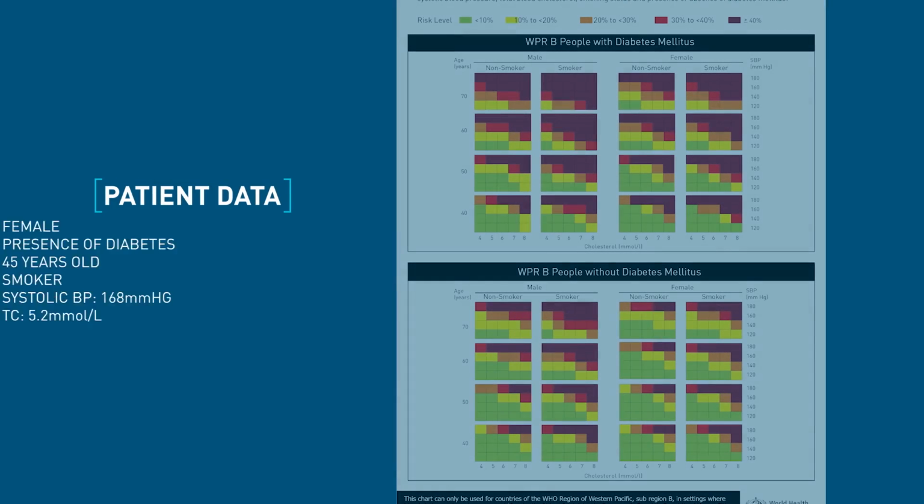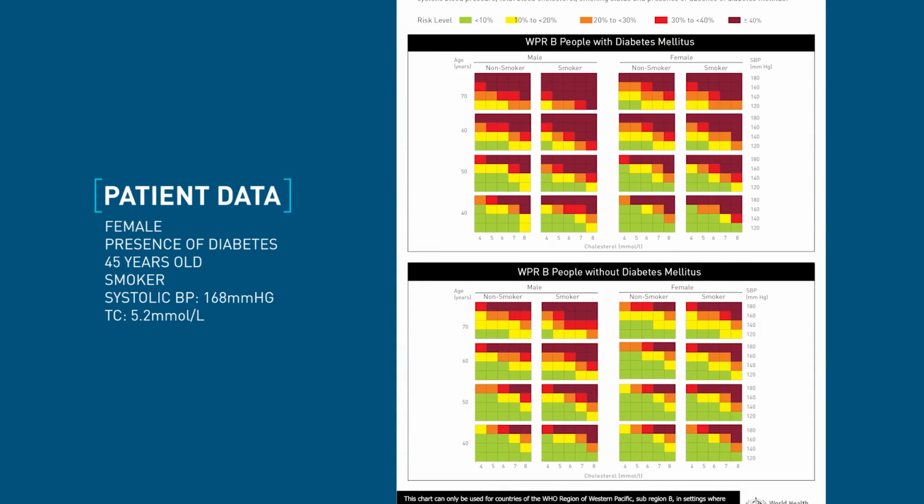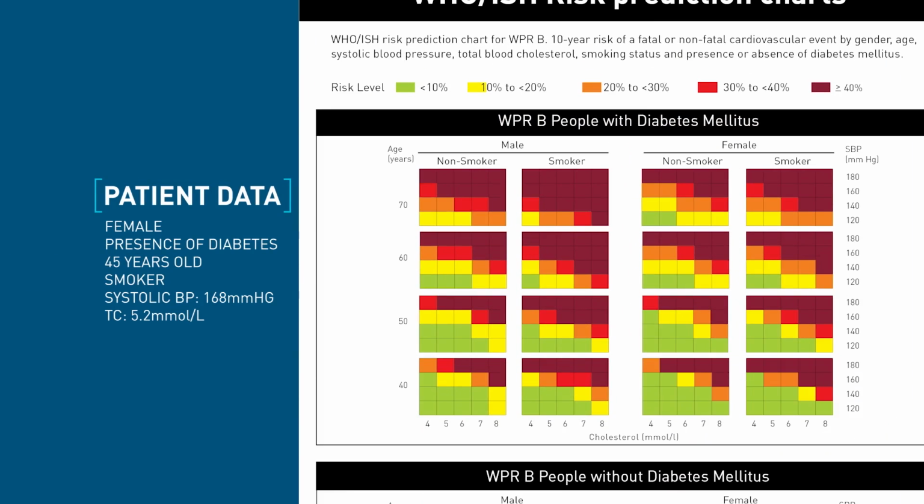Another example is of an individual with diabetes, female, 45 years old, smoker, systolic blood pressure of 168 millimeters mercury, no cholesterol test, but using the cholesterol value of 5.2 millimoles per liter. The orange indicates a risk of between 20 to 30% of developing a heart attack or stroke.